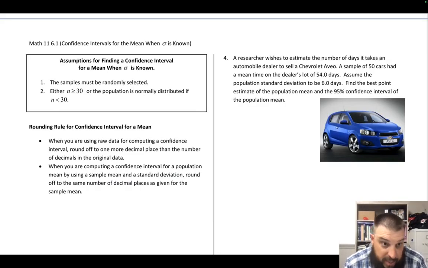A couple of quick assumptions. Samples must be randomly selected, and either n is greater than or equal to 30, or the population is normally distributed if n is less than 30. We've talked about that previously.